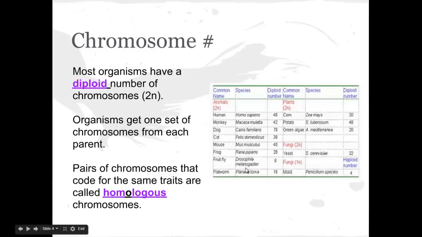On the right here, you just see a chart of different chromosome numbers in different organisms. You could see in something simple like a fruit fly, the diploid number of chromosomes is 8. So they have 4 pairs of chromosomes. A dog, though, has 78 chromosomes. And humans, we said before, have 46 chromosomes.